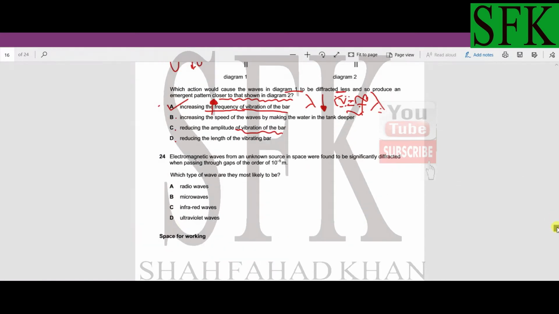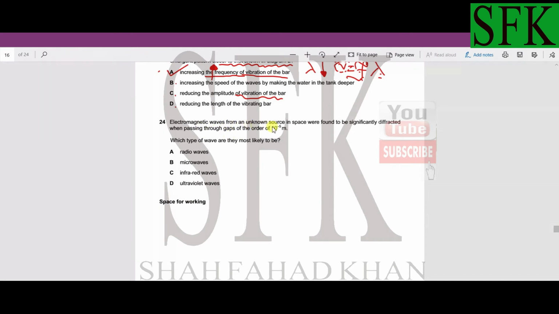Let's move on to the next part. Question 24. Electromagnetic waves from an unknown source in space were found to be significantly diffracted when passing through gaps of this order. Now, as I told you earlier, for diffraction, the wavelength of the wave and the slit size must be comparable with one another. They have given us the gaps, or the slit size, which cause diffraction of some electromagnetic waves in space. Which type of wave are they most likely to be?